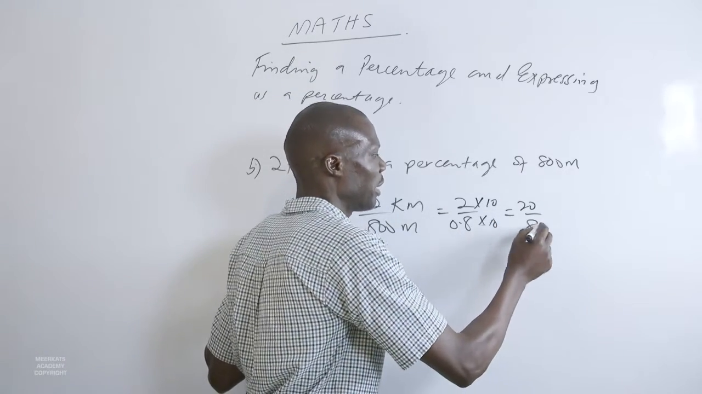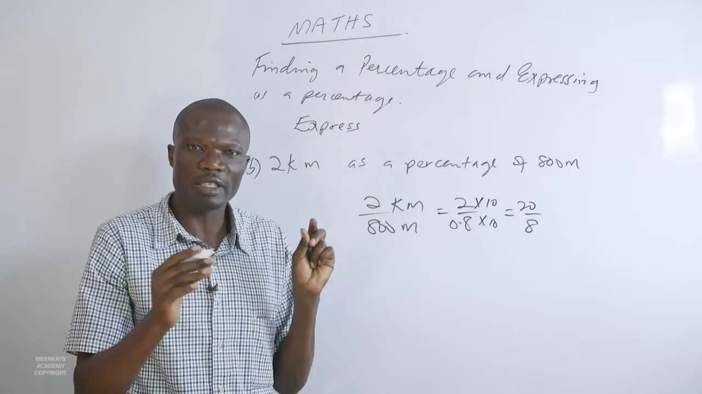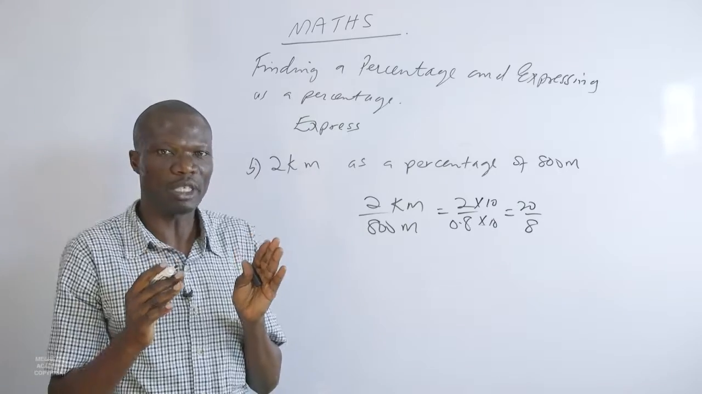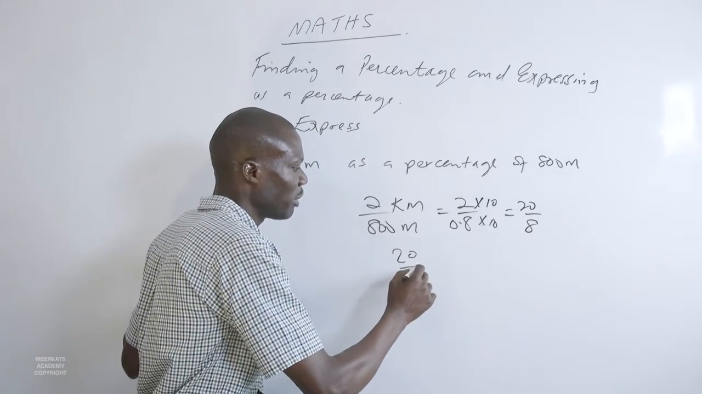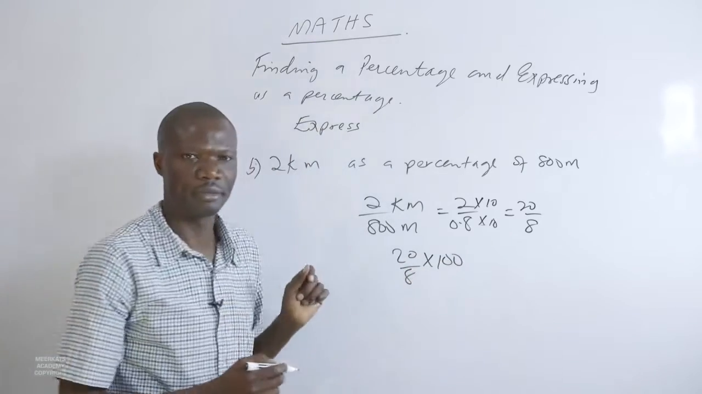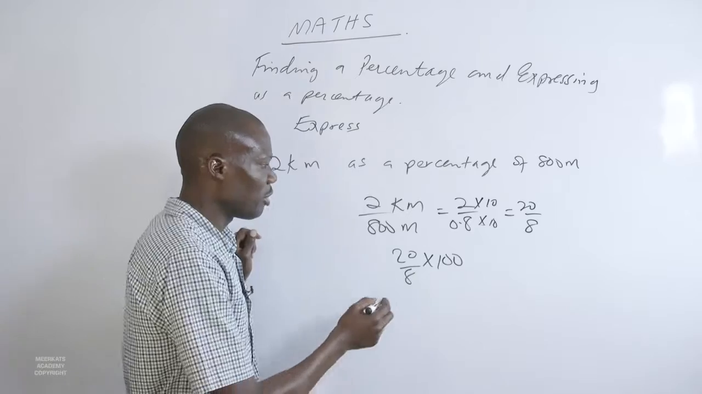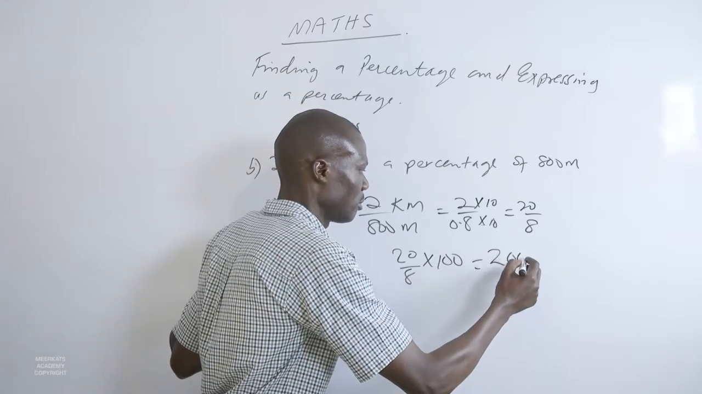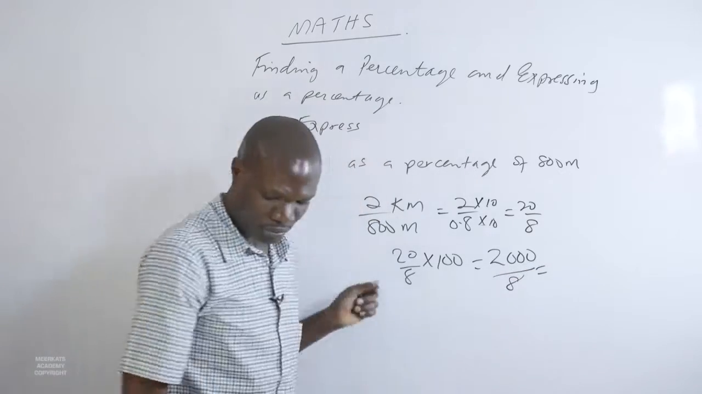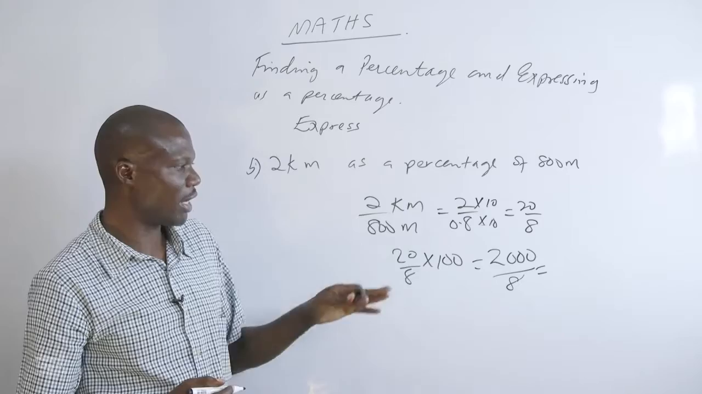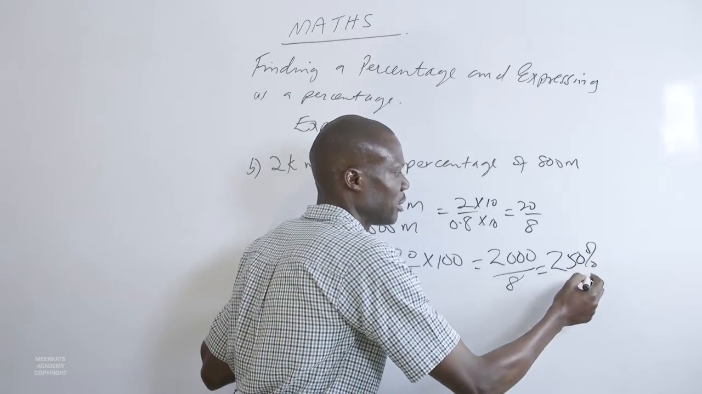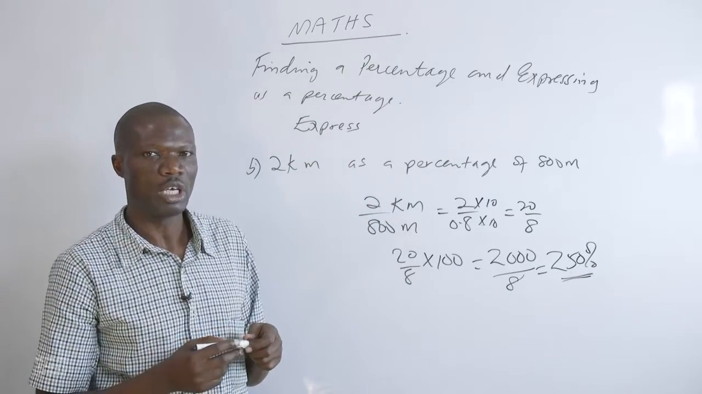20 over 8. Now, 20 over 8 is a fraction which we want to convert into a percentage. To convert a fraction 20 over 8 into a percentage, we multiply by 100. So when you do that, you find that this is the same as 2,000 over 8. And 2,000 over 8, when you simplify by 8, it is 250%. 250%.